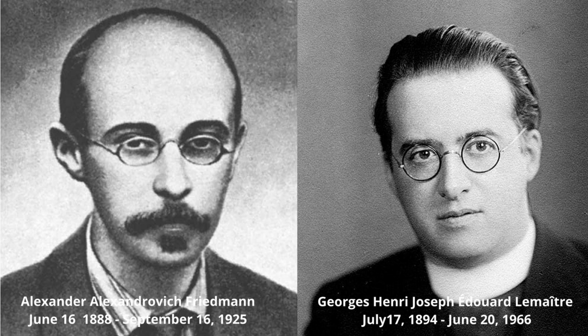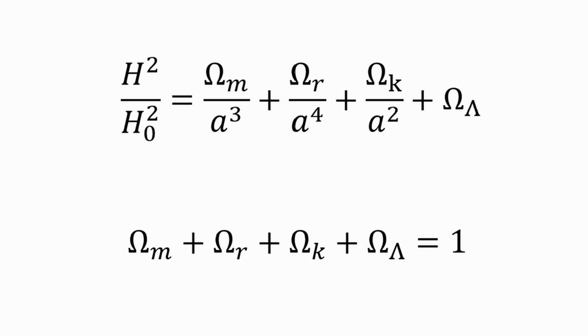Georges-Henri Joseph Edouard Lemaitre was born on July 17, 1894 and died on June 20, 1966. He was a Belgian Catholic priest, theoretical physicist, and mathematician who made major contributions to cosmology and astrophysics. Lemaitre and Friedmann developed the first Big Bang model of the origin of the universe based on Einstein's general relativity equations. The model has been modified into the lambda-CDM model, also known as the Standard Model of Cosmology. The lambda-CDM model equation is: it contains terms similar to our toy Newtonian model plus two additional terms.